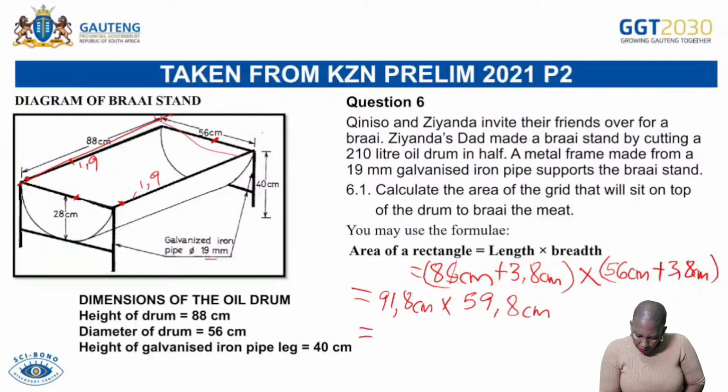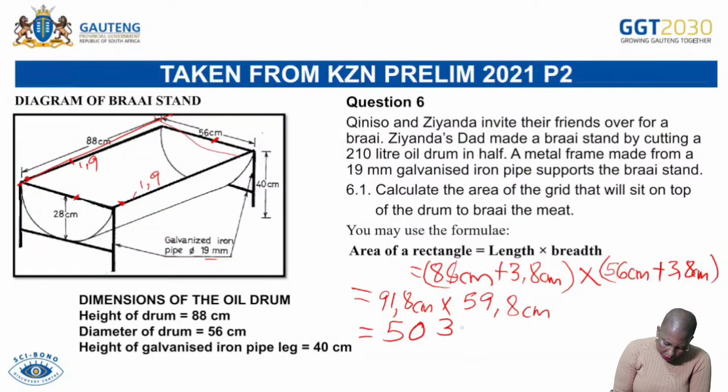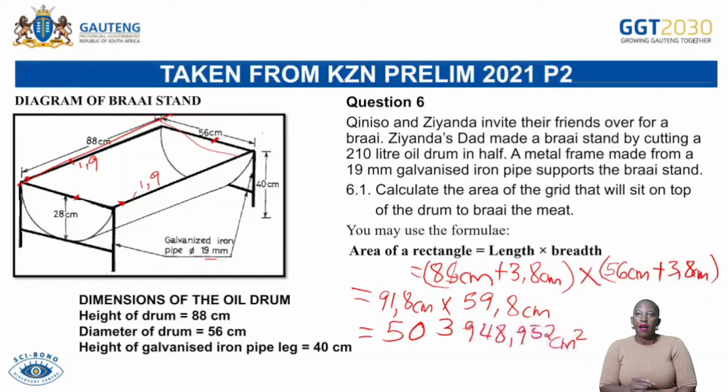So now they say here, Zianda, calculate the area of the crate that will sit on top of the tram. So now the area that will sit on top of the tram, because it's this one, and then we added, and then it's this one, 56 centimeters. We have added the two, okay, and then it will be 503,948,959,52 centimeter squared.